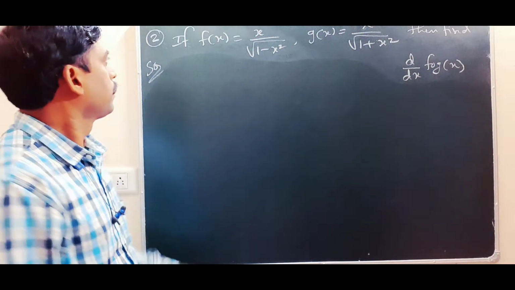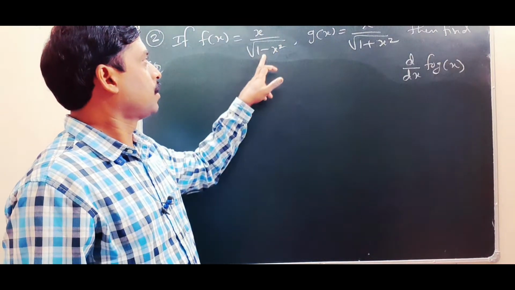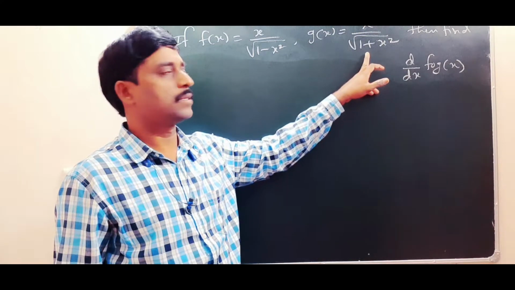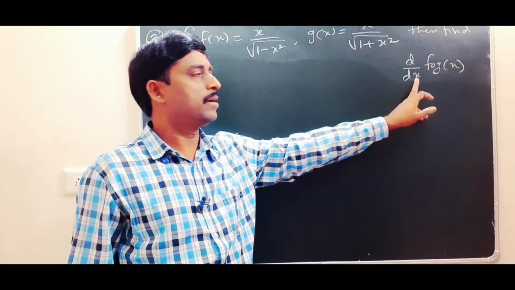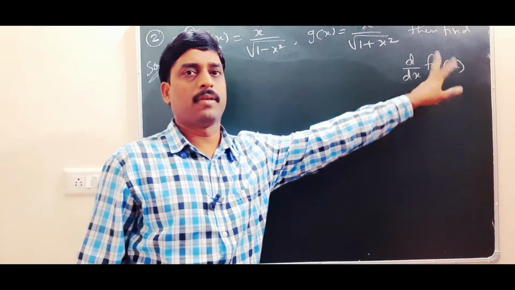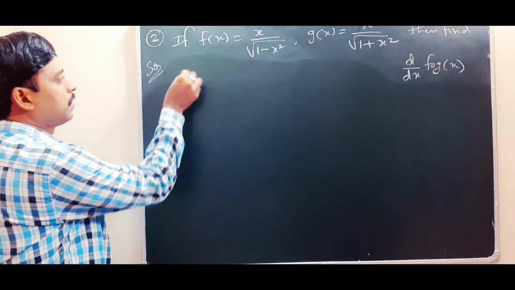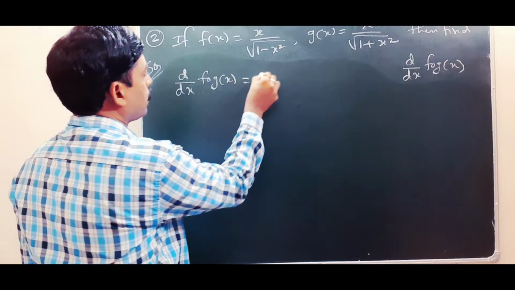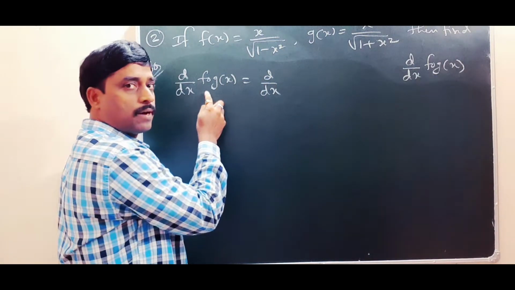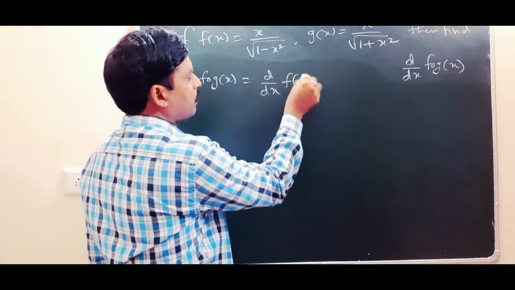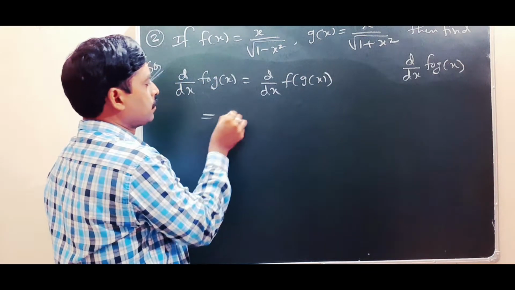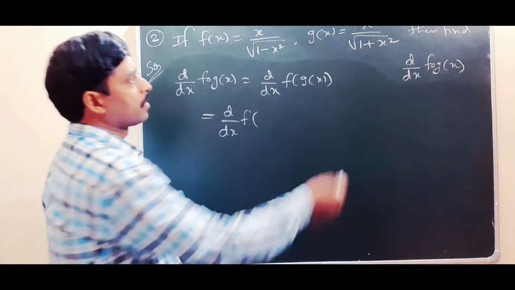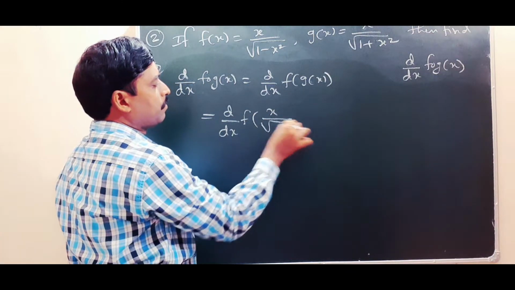Let us go to the next problem. f of x is given as x by root under 1 minus x square, as well as g of x is x by root under 1 plus x square. Then we have to find d by dx of f composition g of x. Okay, so our target is f composition g of x, which means write f of g of x. So d by dx of f of g of x, where g of x is given as x by root under 1 plus x square.